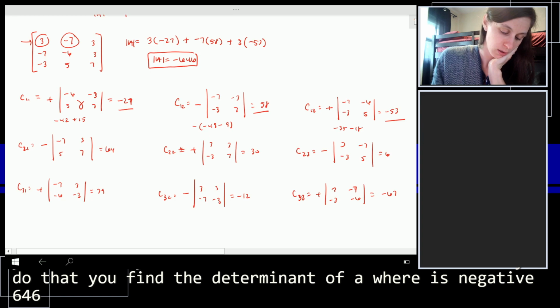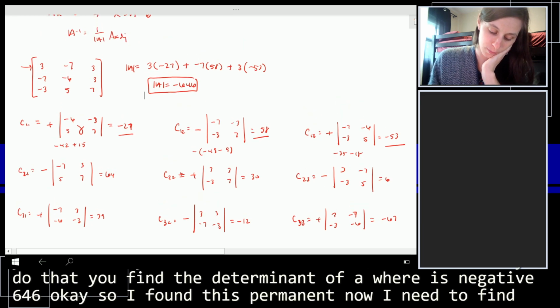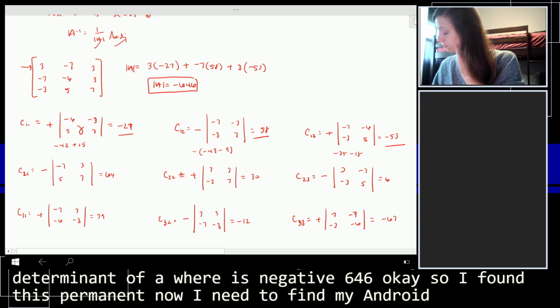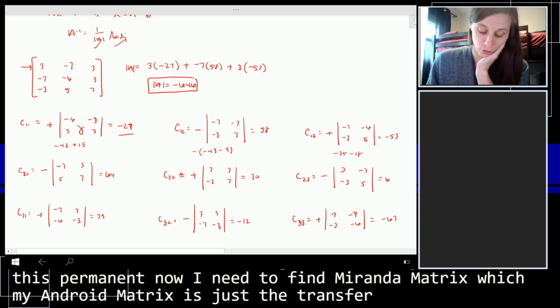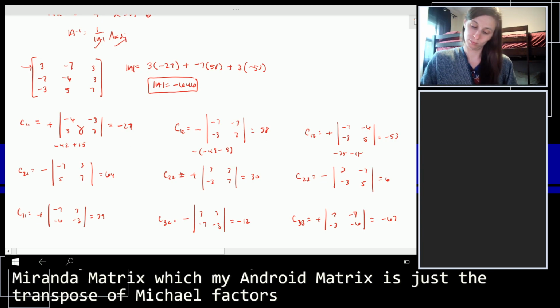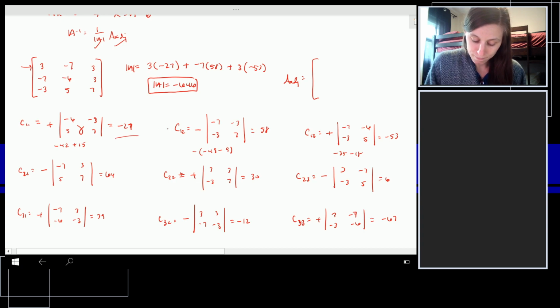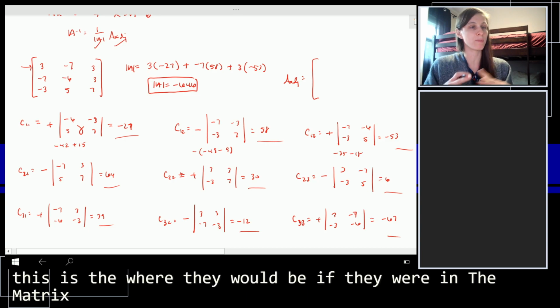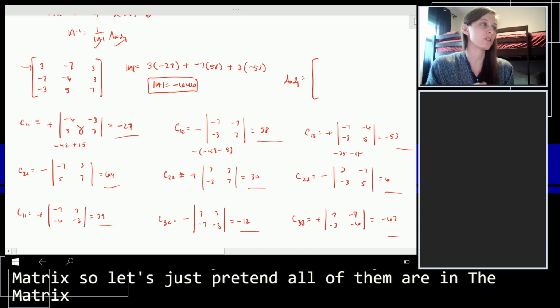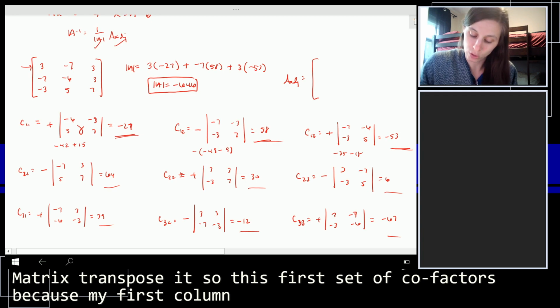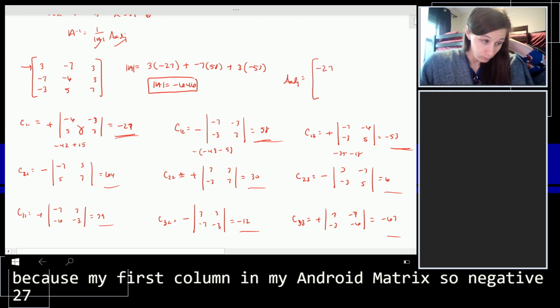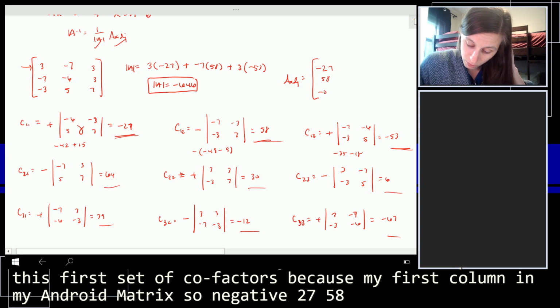Woohoo, we did it. Okay, so I found the determinant. Now I need to find my adjoint matrix, which is just the transpose of my cofactors. So these are my cofactors. This is where they would be if they were in a matrix. So let's just pretend that all of them are in a matrix. Which means if I want to find my adjoint matrix, I just transpose it. So this first set of cofactors becomes my first column in my adjoint matrix. So -27, 58, and -53.